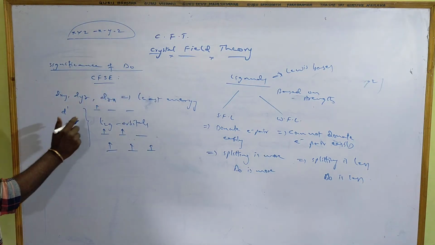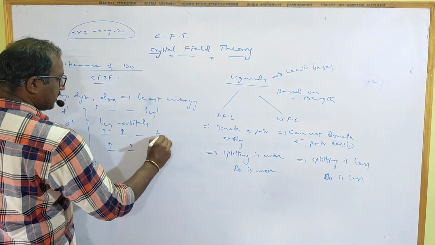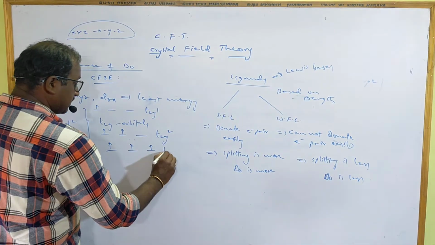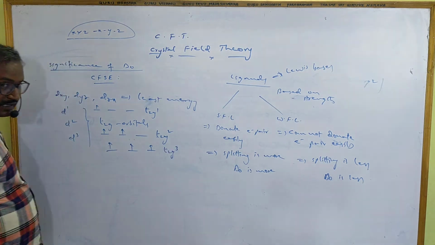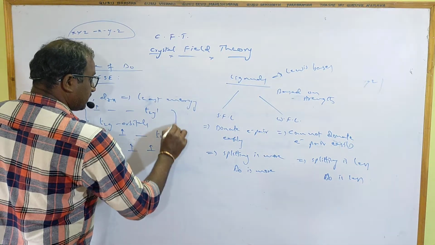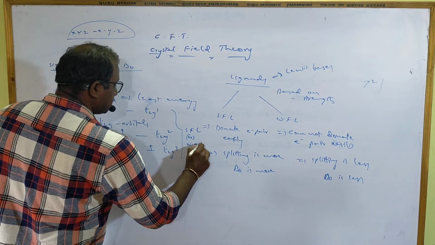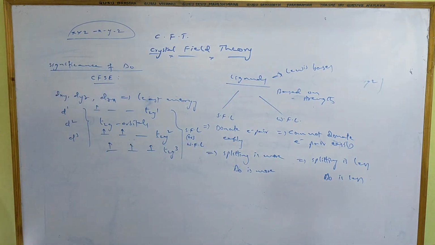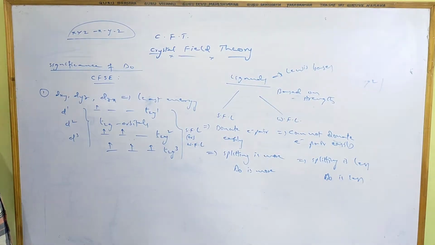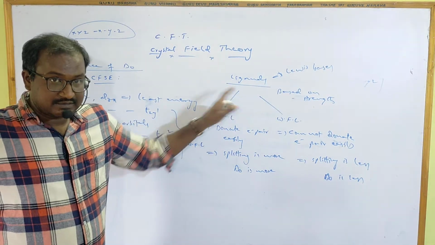So, for this d1, we can write t2g1. For d2, we can write the configuration as t2g2. For d3, we can write the configuration as t2g3. Like this, we can write the configuration whether strong field ligand or weak field ligand is approaching the central metal ion. Either way, same configuration. This is number one significance, and you should know about the ligands.